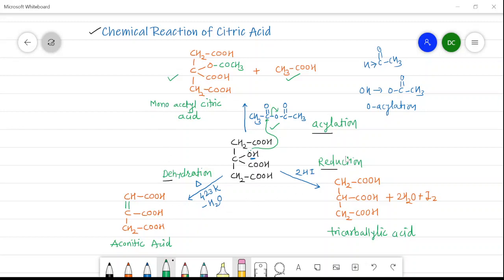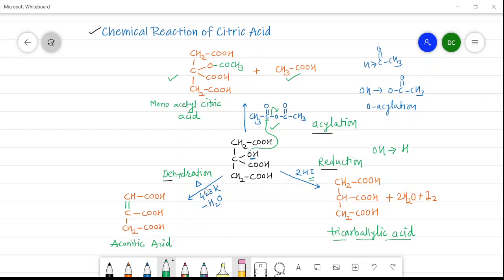The second reaction is the reduction of citric acid. As with malic acid, there is a replacement of OH by hydrogen in the presence of hydrogen iodide. So this OH group is replaced by hydrogen and here we get CH2COOH, CHCOOH, CH2COOH along with the byproducts, that is iodine and water. The compound which has 3 carboxylic groups is called a tricarboxylic acid. Just the OH group is replaced by hydrogen in case of reduction.